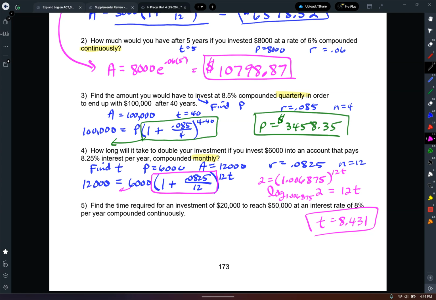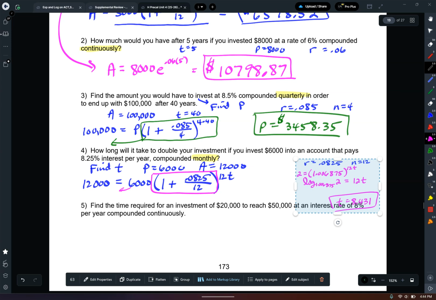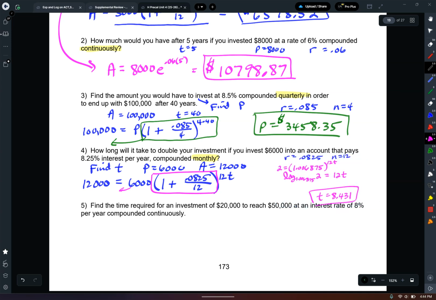Okay. So that goes up here with number 4. Let me squeeze this up a little bit. So it looks like it all goes up there. Okay. So let's look at number 5. Find the time required. So this could be another one of those where we're solving for t. Find the time required. So we're solving for t.